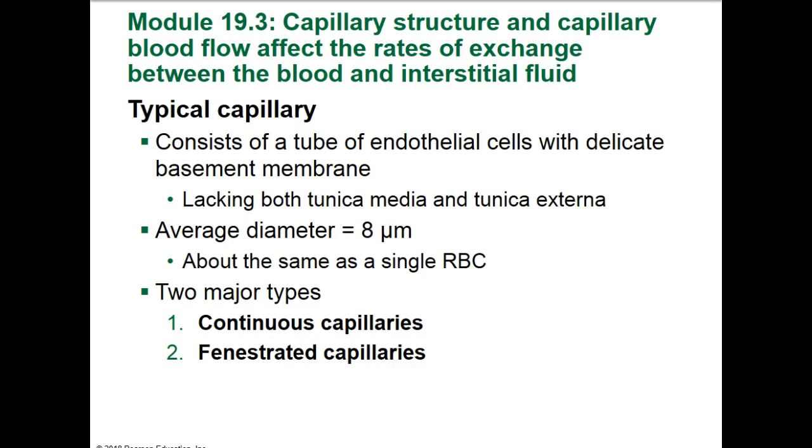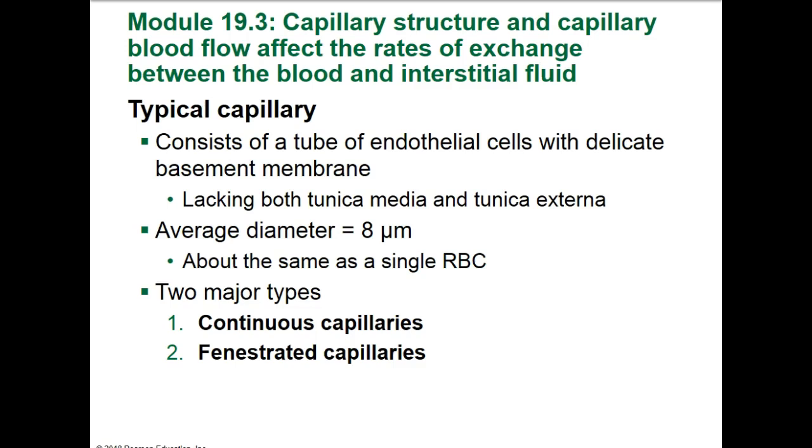Okay, let's talk about capillaries then, because they are quite important, because again, this is where the actual exchange of the gases occurs and we also basically feed the tissues. So your typical capillary is small. It's a tube of endothelial cells. It does have a basement membrane, but it does not have a tunica media and a tunica externa. The average diameter is only 8 micrometers, and that is about the size of a single red blood cell. That's how small they are. So they only allow like 1 blood cell through at a time.